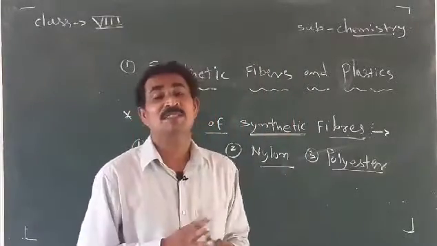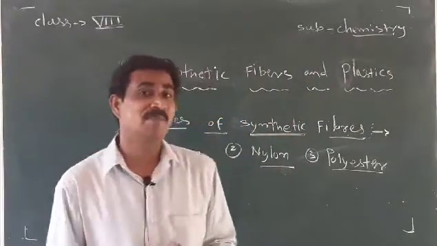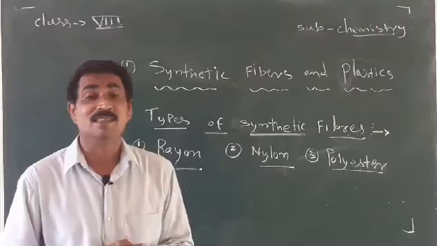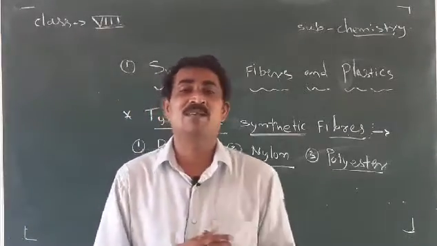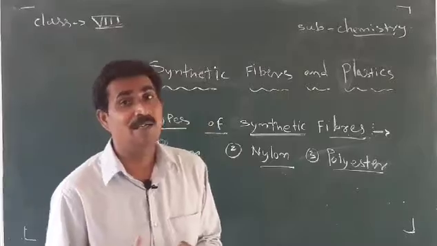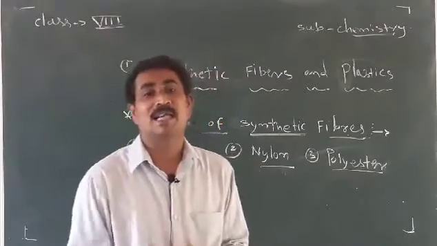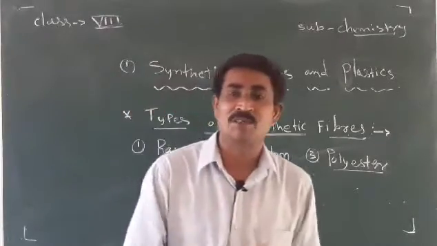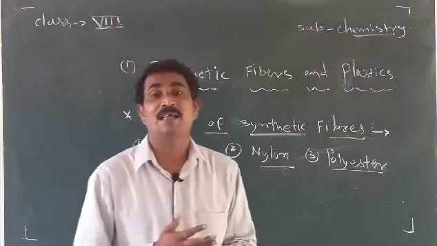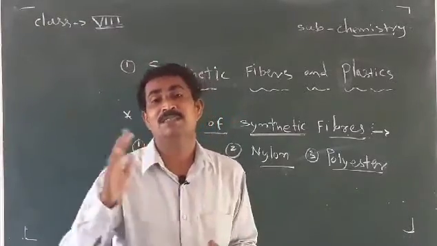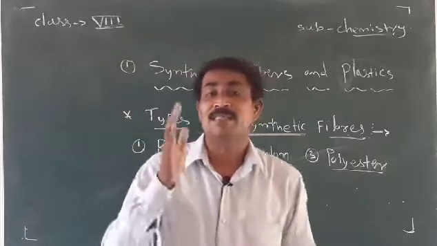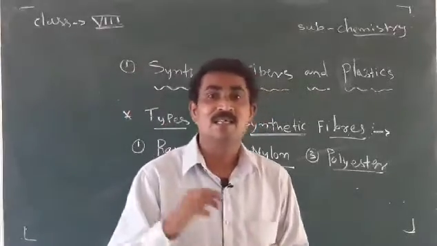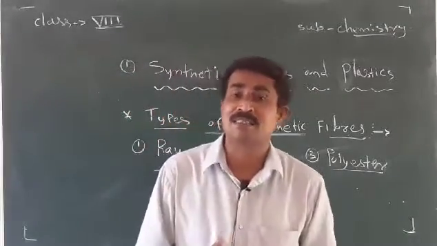In the last video section we started chapter number one in chemistry, called synthetic fiber and plastic. Before, we learned about fiber, the definition of fiber, and the types of fiber. Two types of fibers we observed: one is natural fiber, another is synthetic fiber. We also learned how natural fiber is made and how synthetic fiber is made. Synthetic fiber is made by combining many chemicals.